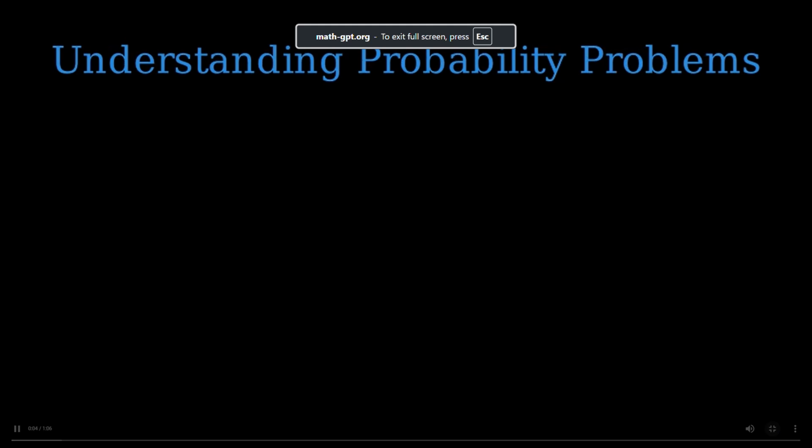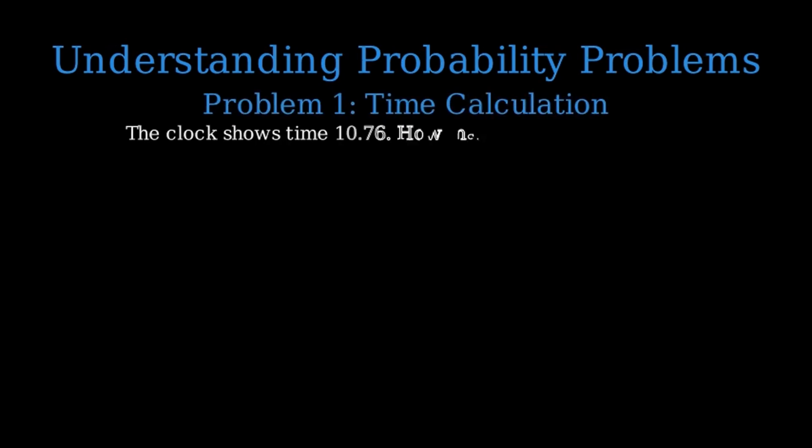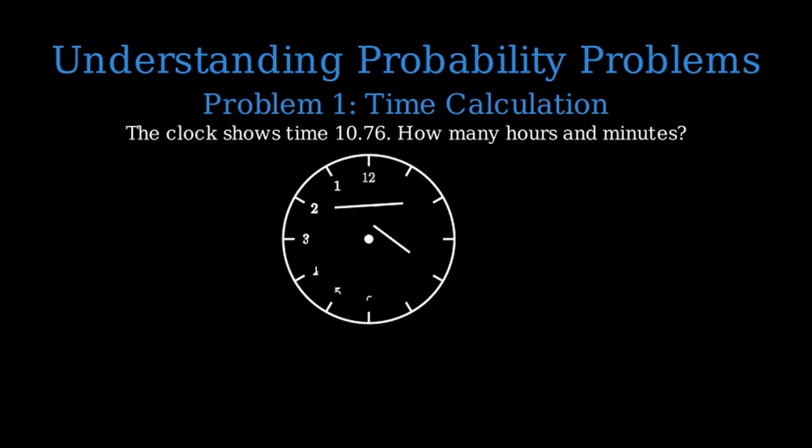About probability and solve various probability problems step by step. Let's start with our first problem, which is a time calculation problem. The clock shows a time of 10.76. How many hours and minutes does this represent?